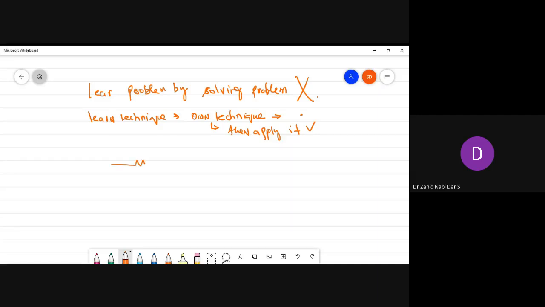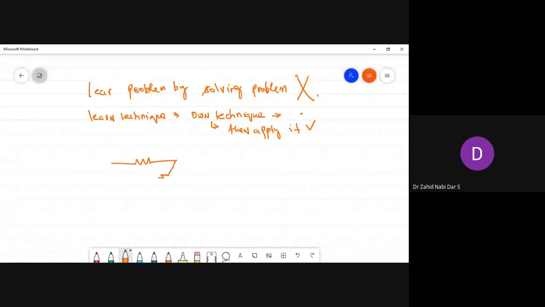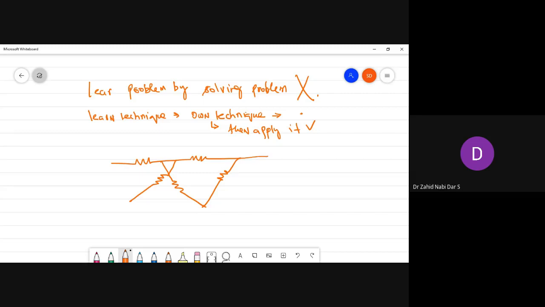Suppose I make a circuit like this. I do a cross connection, like this, I have cross connections, I'm doing so many things. I make a circuit like this. In between I also keep a resistance, and here also I keep one resistance. Now I ask you to find the equivalent resistance between A and B. The question is like that.